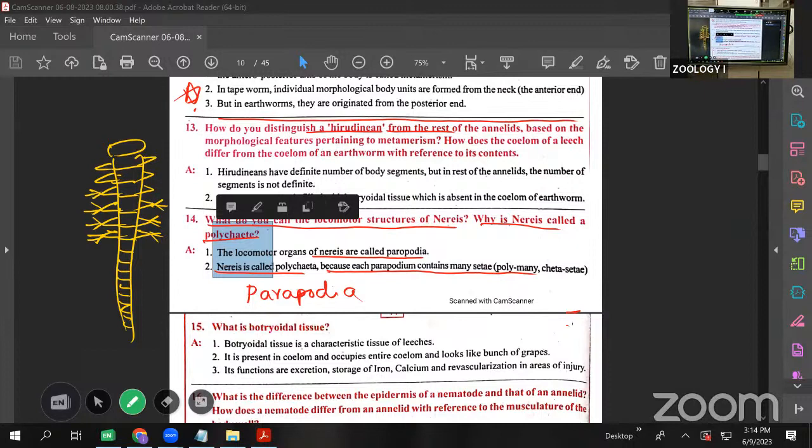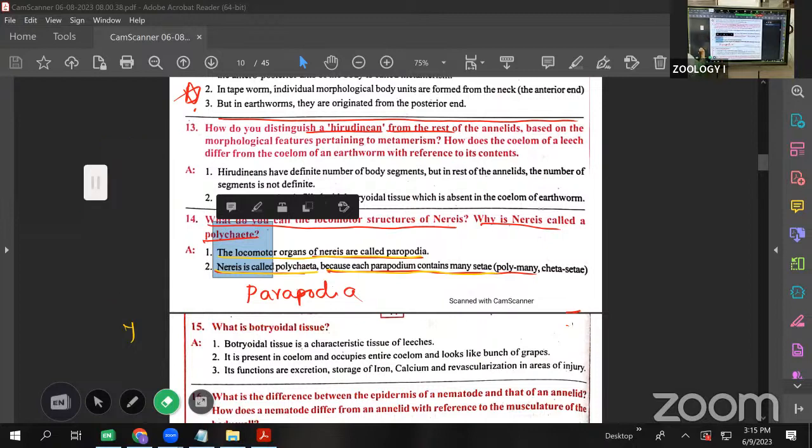Setae means chaeta. So the locomotory organs of the nereis are the parapodia. Nereis is called a polychaeta because each parapodium has many setae present. That is polychaeta.